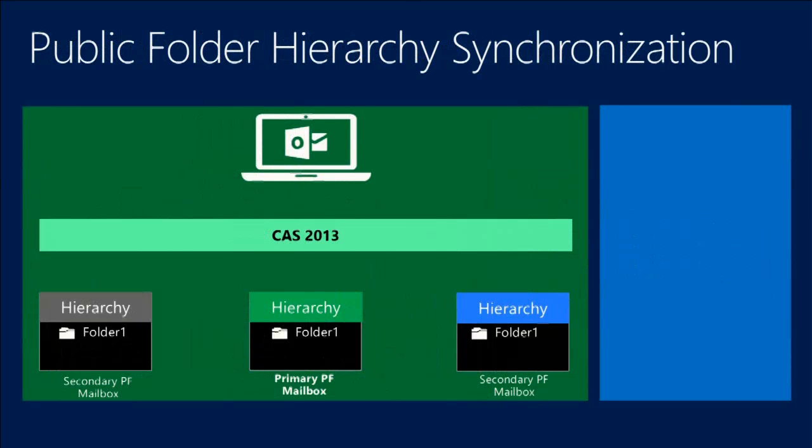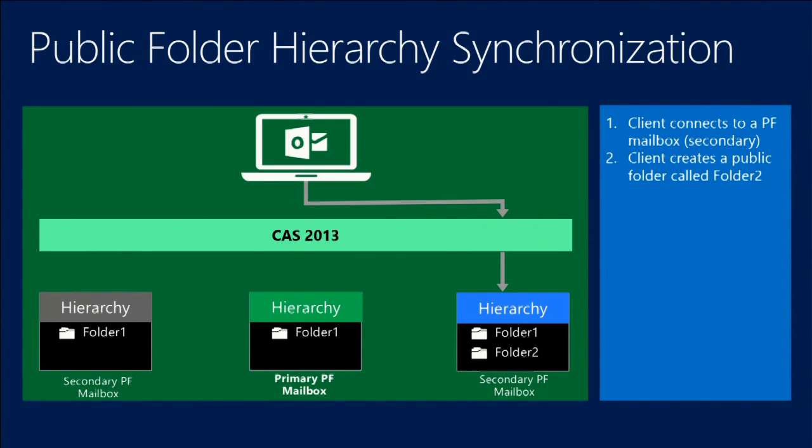So let's talk about the public folder hierarchy synchronization and how that works. Basically, you can assume we have a client that connects to an Exchange server, and that hosts a public folder mailbox. So let's assume we connect with this client to the secondary public folder mailbox here on the right-hand side. Now the Outlook client creates a folder. The problem here is that the folder content is created within the public folder mailbox the client is connected to.